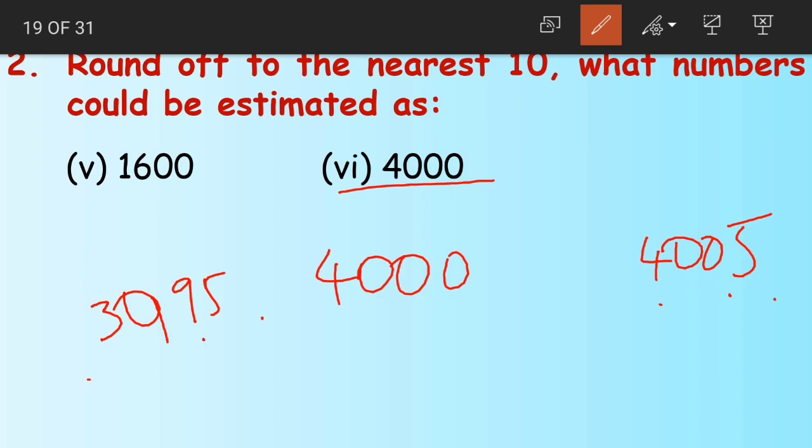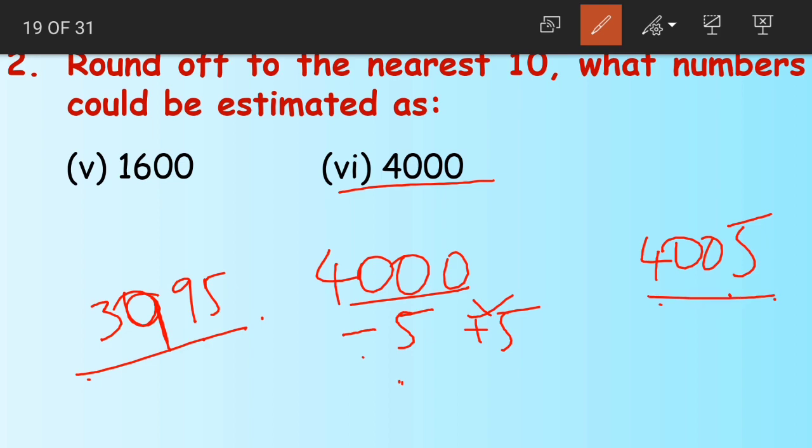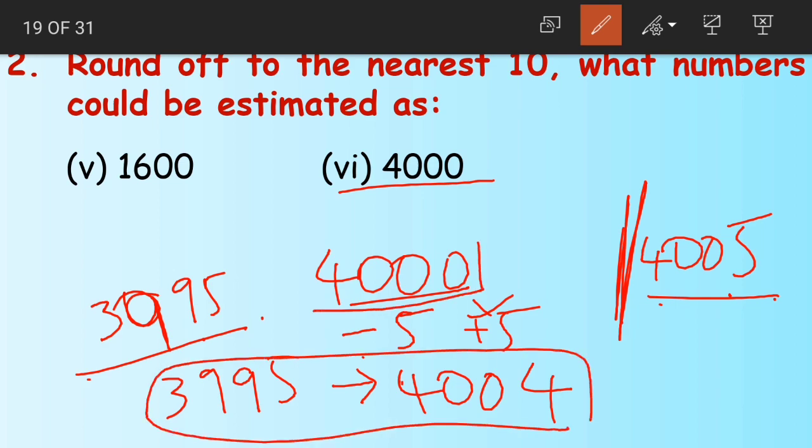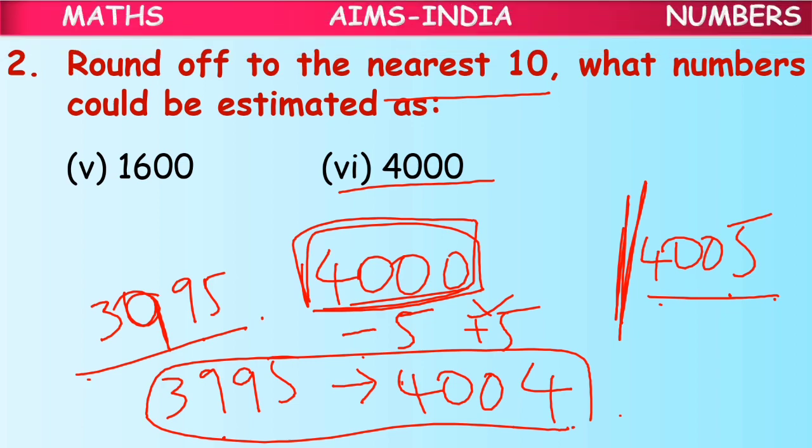3995 and 4005. Or simply you can subtract 5 and then add 5 to the given number. Yes, 4000 minus 5 becomes 3995. 4000 plus 5 becomes 4005. So the numbers from 3995 till 4004 can be estimated as 4000 when rounded off to the nearest 10. Yes students, is this clear?